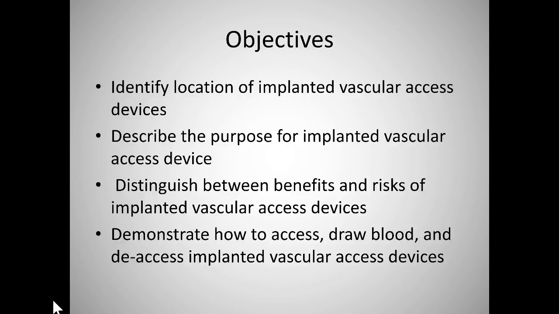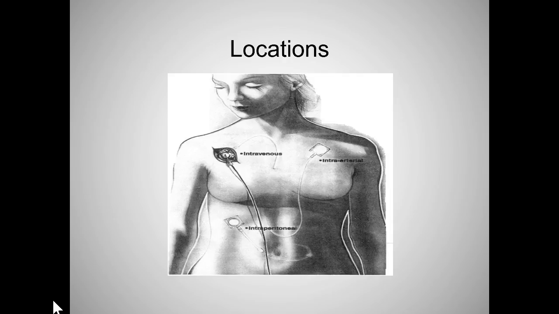The objectives for today are to identify the location of implanted vascular access devices, to describe the purpose for implanted vascular access devices, to distinguish between the benefits and the risks of implanted vascular access devices, and to demonstrate how to access, draw blood, and deaccess implanted vascular access devices. There are three locations where you may find a vascular access device. They may be placed intravenously, intraarterially, or intraperitoneally.